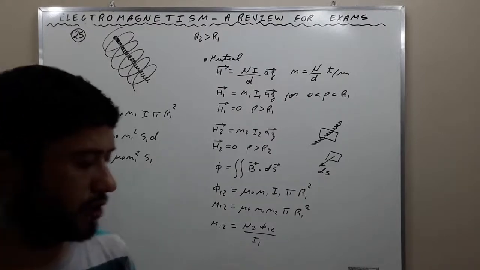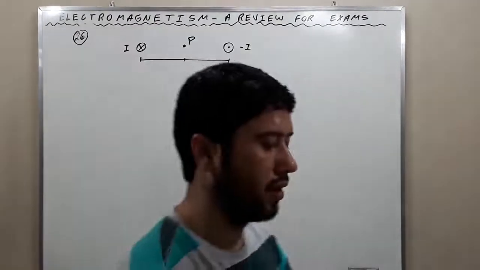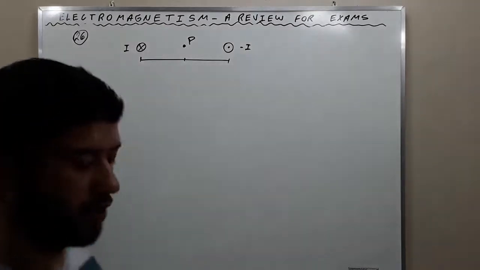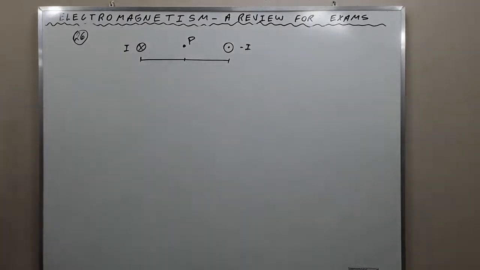Now let's go to exercise 26. Exercise number 26 now. Two conductors are carrying currents in opposite directions as shown in the figure. Calculate the magnetic field at point P. Okay?